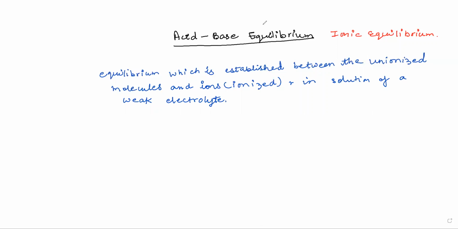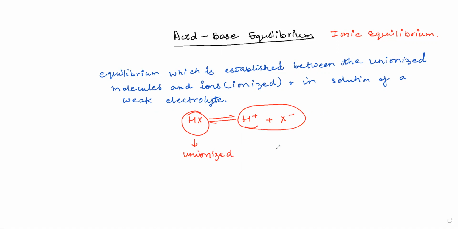For example, let us take any hypothetical molecule HX, which will dissociate into H positive plus X negative. So this side is unionized. It is basically a neutral molecule, the unionized side. And this side is ionized. Fine.